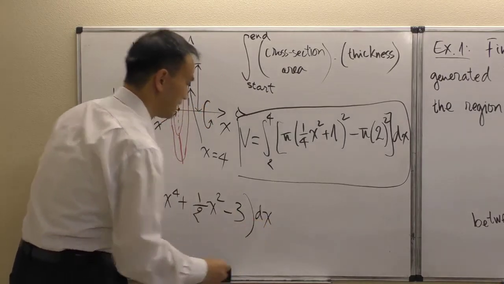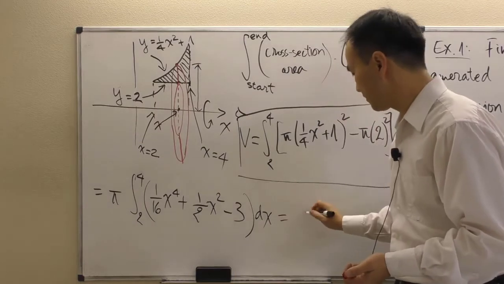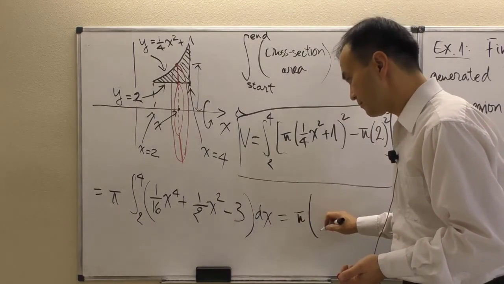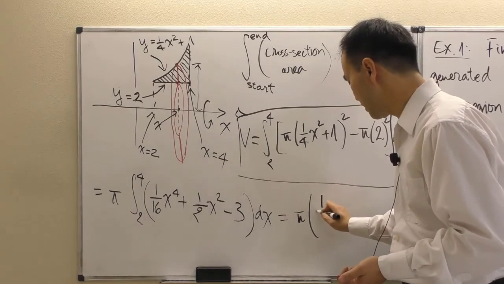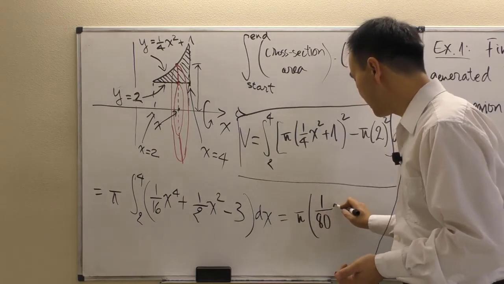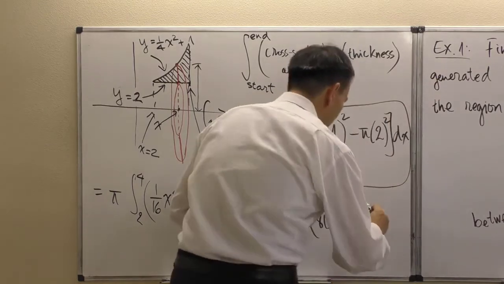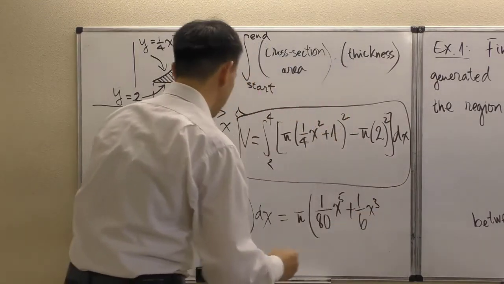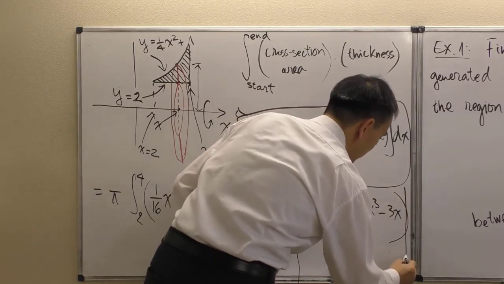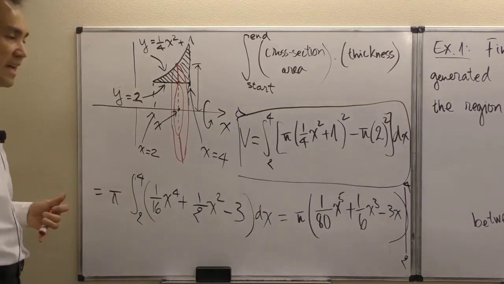Okay, I'm going to have to adjust my spacing here so that I can have enough space for the next step. All right, so pi multiplied with 1 over 80 x to the 5th plus 1/6 x cubed minus 3x. And that now is going to be evaluated from 2 to 4 according to the fundamental theorem of calculus.